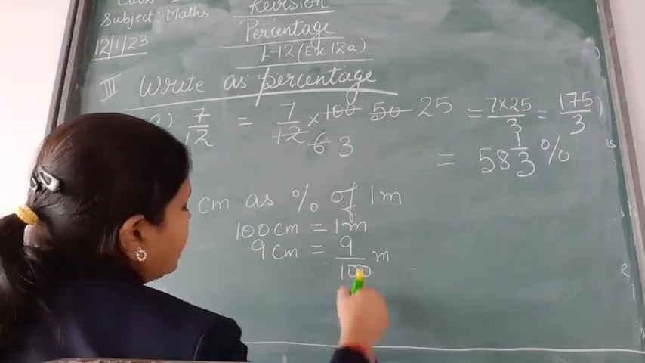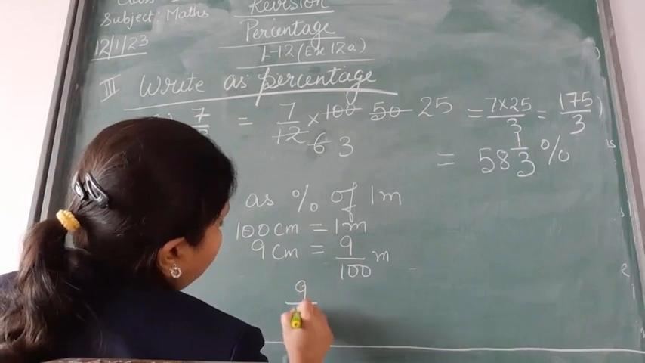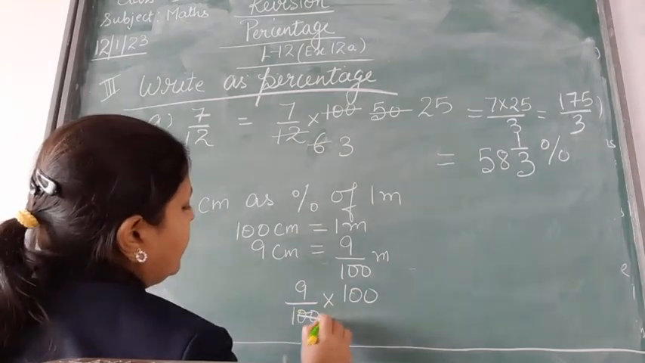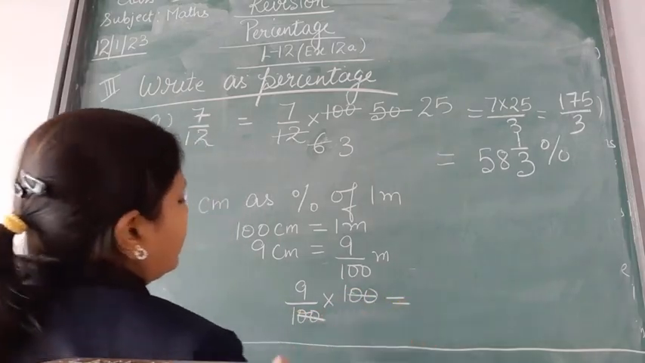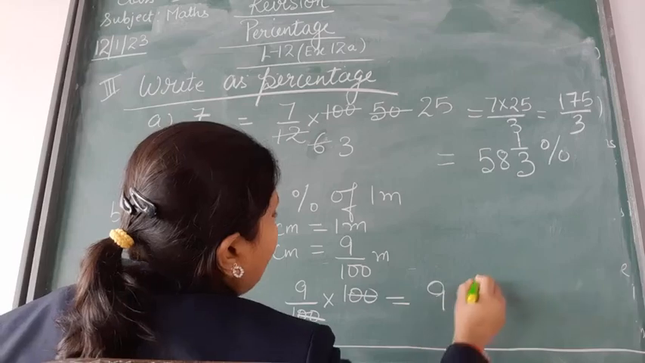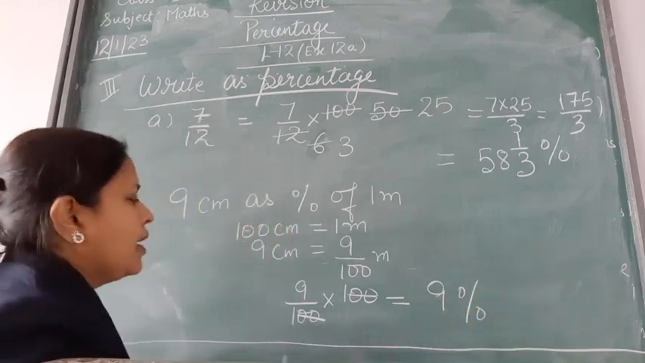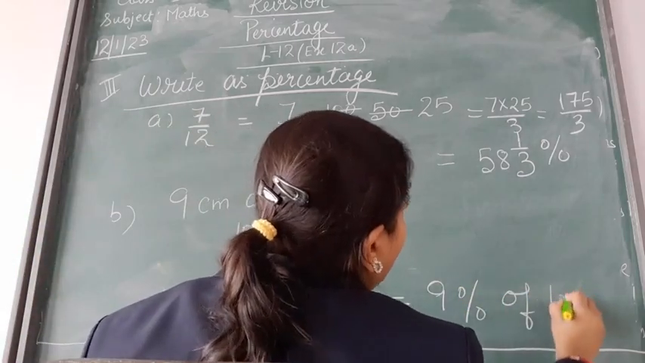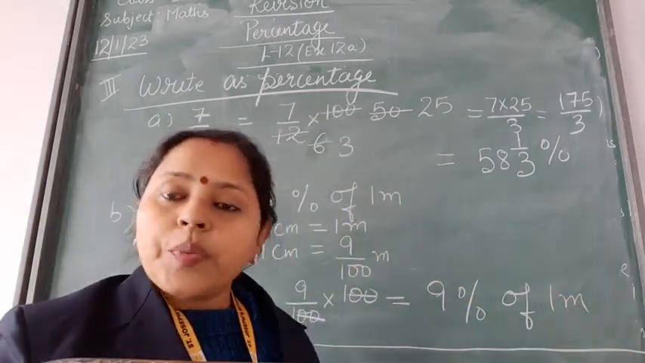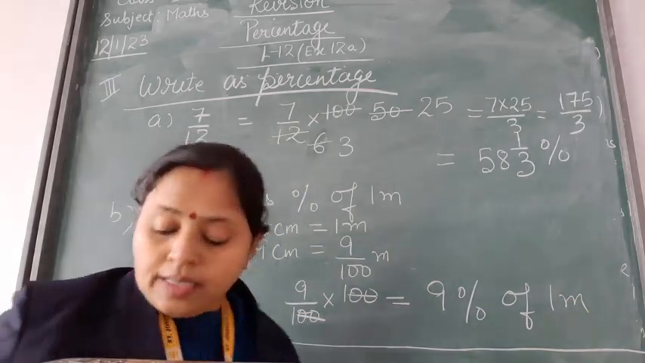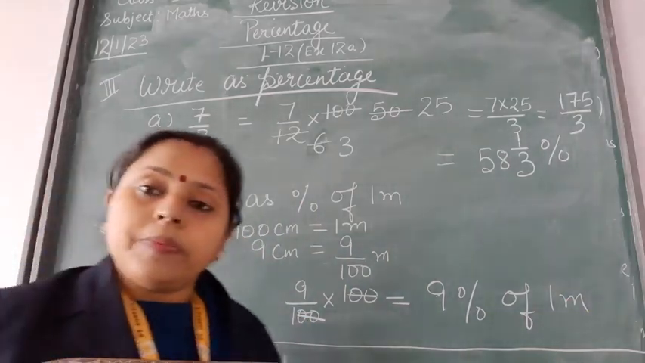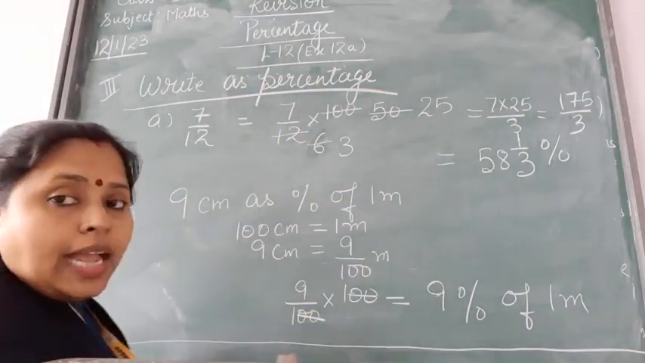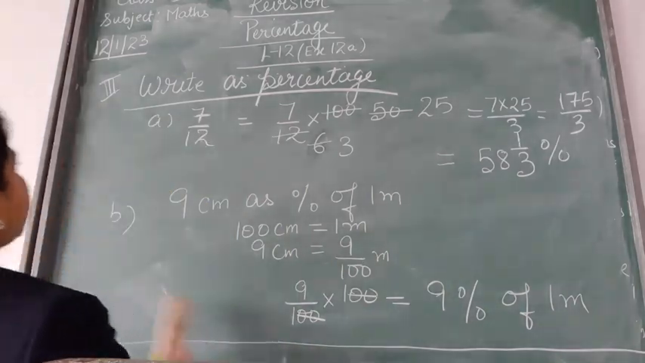So we have to write it as a percentage. So we will multiply it by 100 because we have to find out of 100. So out of 100 it will be, this will get cancelled when we divide it by 100 and we get 9%. Right. So 9 centimeter is 9% of 1 meter. I hope you have understood how to write numbers in the form of percentage, whether it is a fraction or whether we are writing one unit as a percentage of another unit.